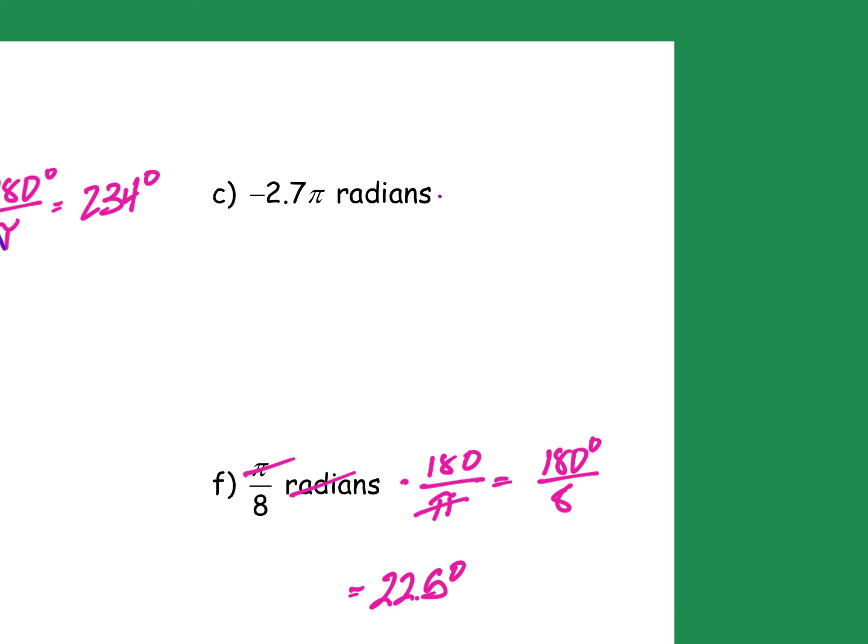So 180 divided by pi. Cross that off. So it's going to become negative 2.7 times 180, which is going to equal, calculator please, 2.7 times 180, negative 486 degrees. Beautiful. Okay.